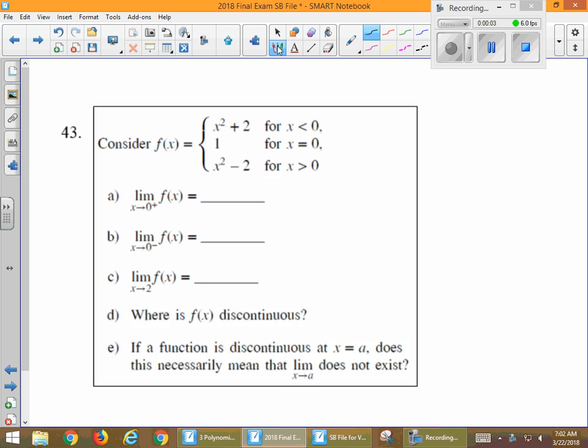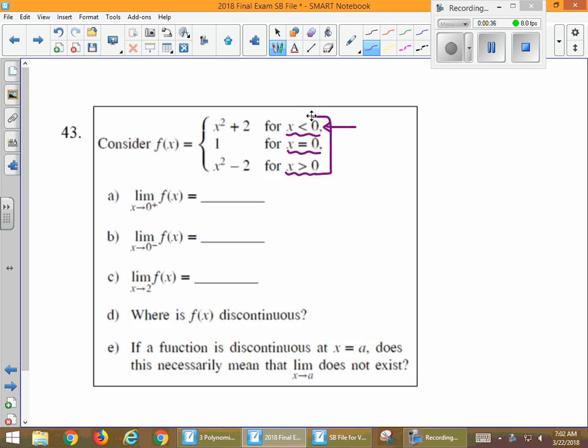All right, more limits problems. On number 43, we're evaluating the limit at 0, and then at 2, and then answering a couple of additional questions. So this is what's going on at 0. We can see where x is less than 0, our function is x squared plus 2. Where x is equal to 0, our function is f of x equals 1. And where x is greater than 0, our function is x squared minus 2.